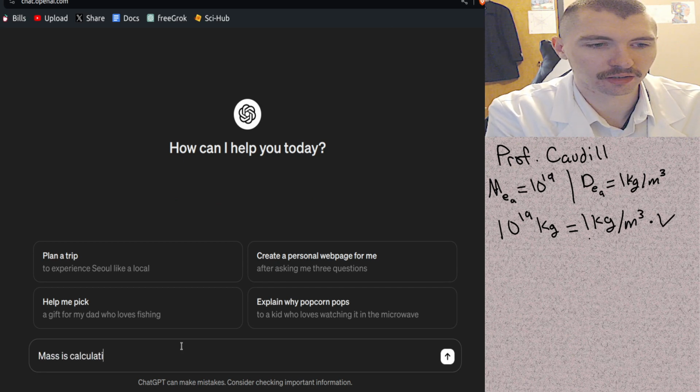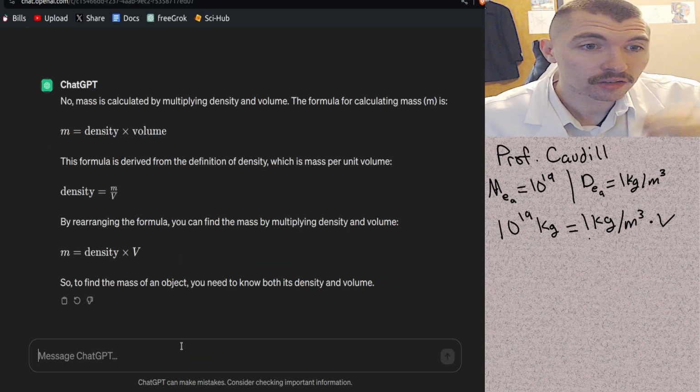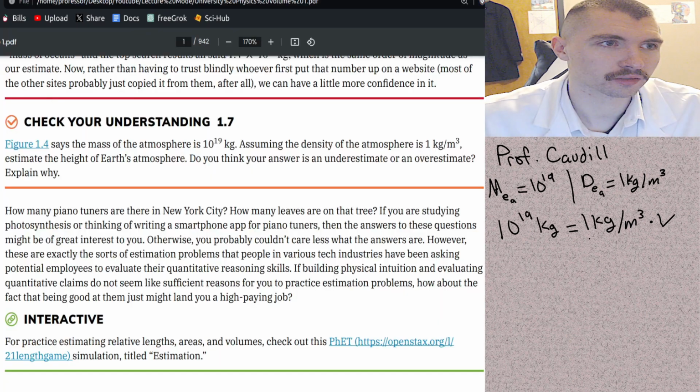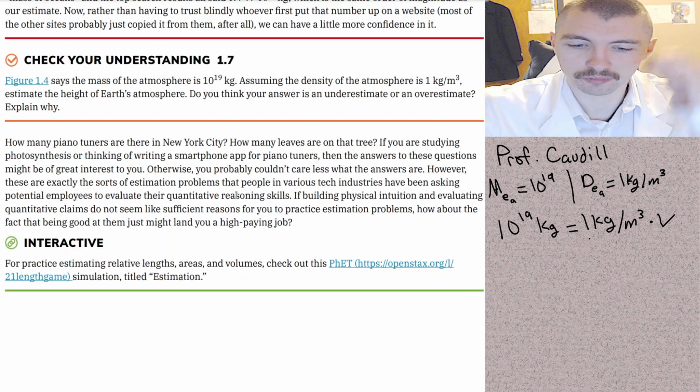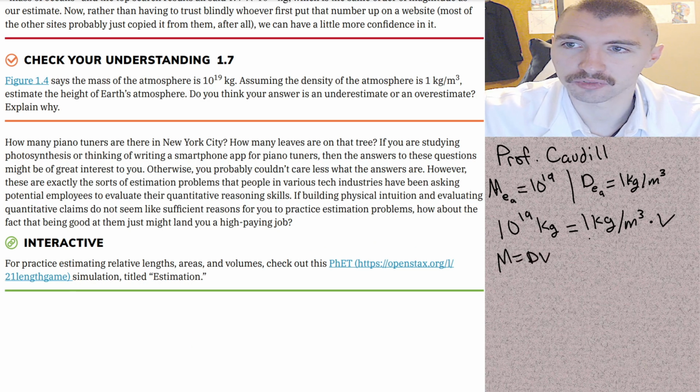Mass is calculated by density times volume. Mass is multiplying it. Okay. Density is mass over volume. Mass is density times volume. So we know the mass, we know the density. Volume, so it's asking us to get the height.